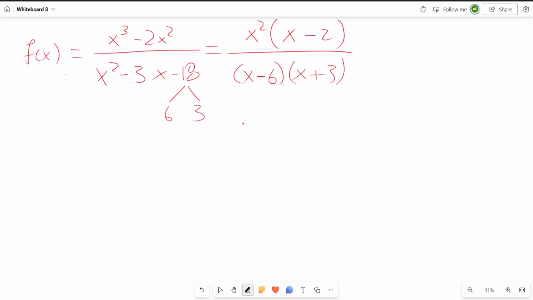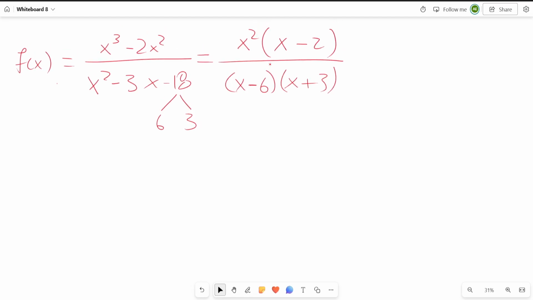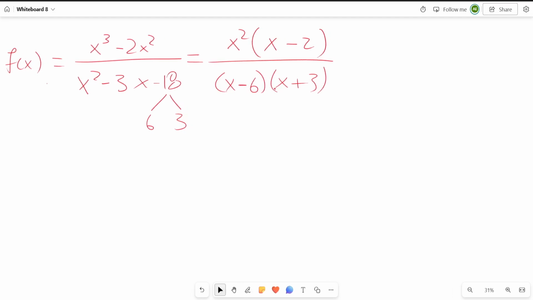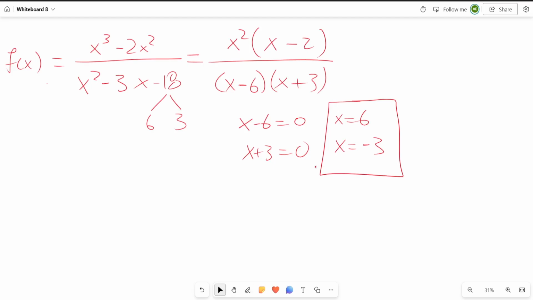So over here, let's see the points that make my function undefined. Anything in the denominator that will cause the denominator to be 0 is an x that will cause my function to be undefined. So if x minus 6 equals 0, so x equals 6, and if x plus 3 equals 0, the whole denominator becomes 0, the whole thing becomes undefined. So if x equals minus 3, that will cause all of that. So I have these two points. Now I know for sure that these are points where my function is undefined.